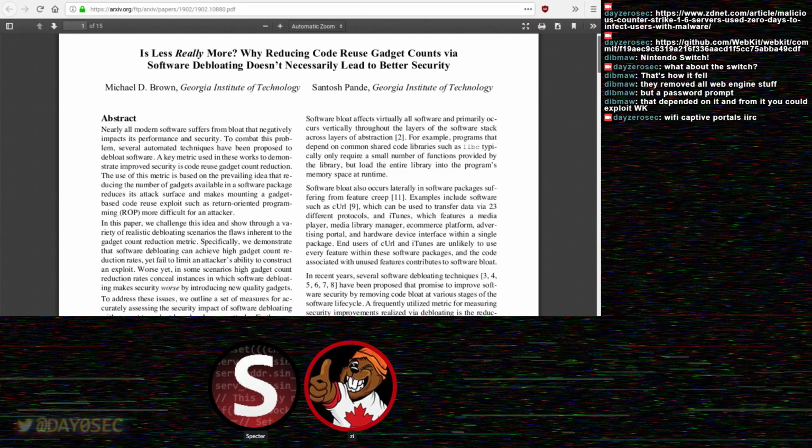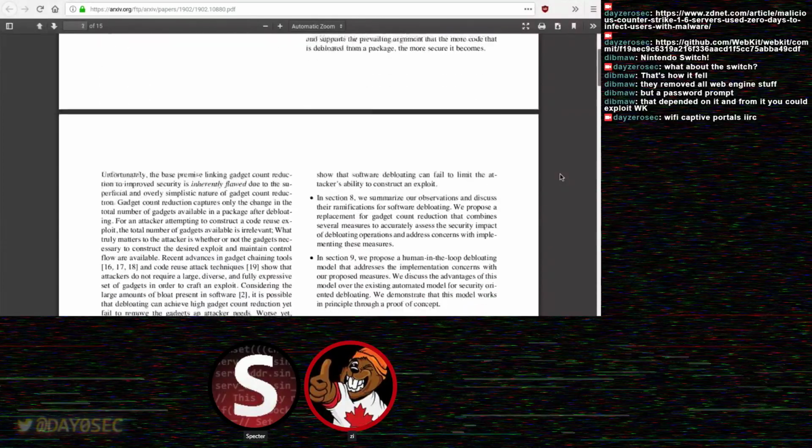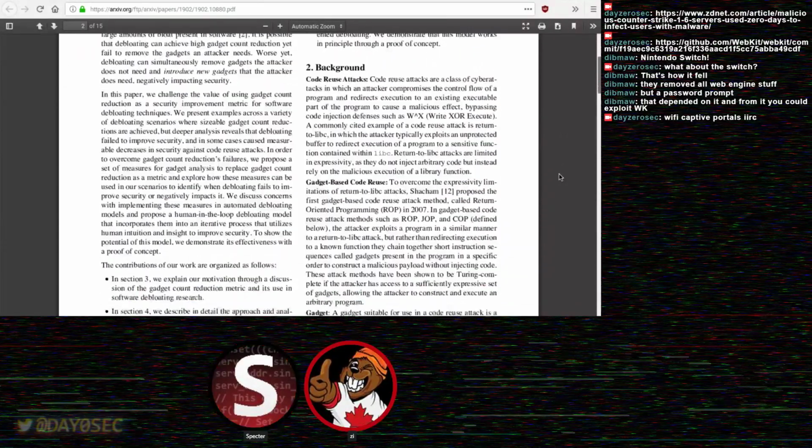As I was saying, with ROP and JOP, you're trying to find these existing code gadgets that can be repurposed in your exploit. You can't put your shellcode on the stack or wherever. You need to put it somewhere. Go ahead.